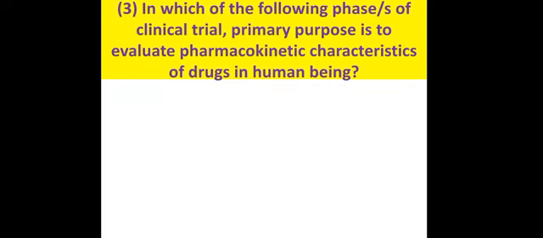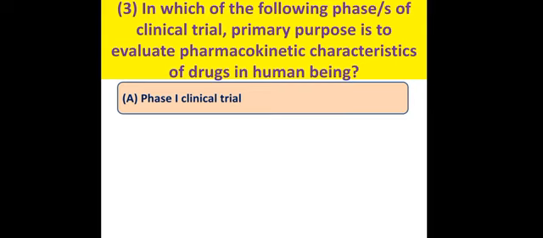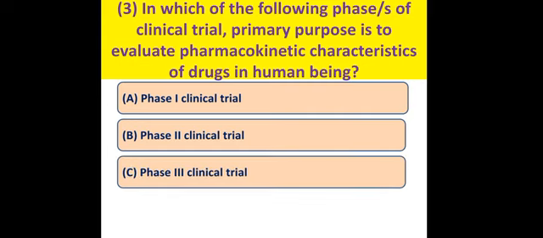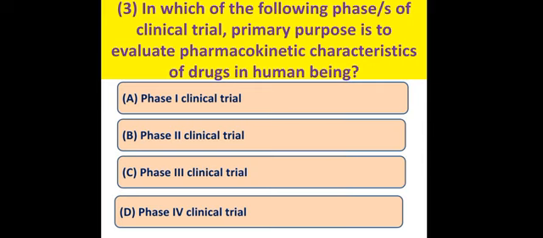Question 3. In which of the following phase or phases of clinical trial is the primary purpose to evaluate pharmacokinetic characteristics of drugs in human beings? Option A, phase 1 clinical trial. Option B, phase 2 clinical trial. Option C, phase 3 clinical trial. And option D, phase 4 clinical trial.